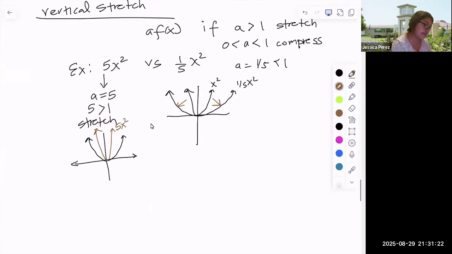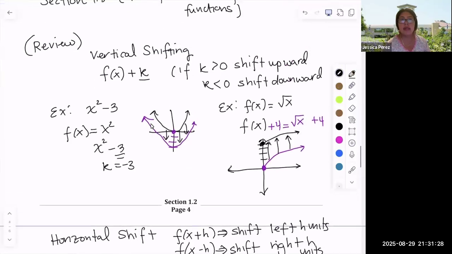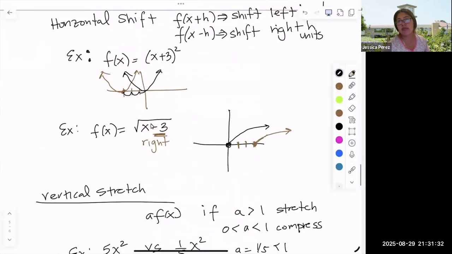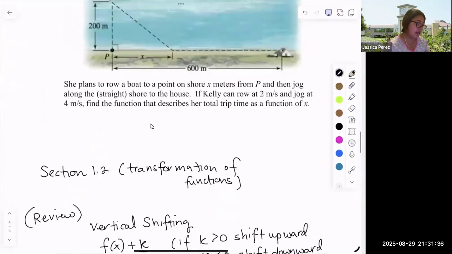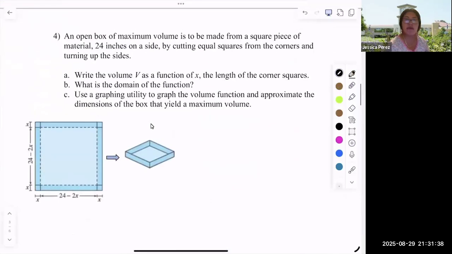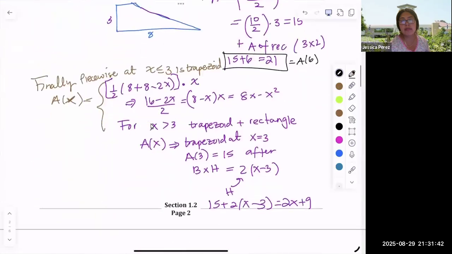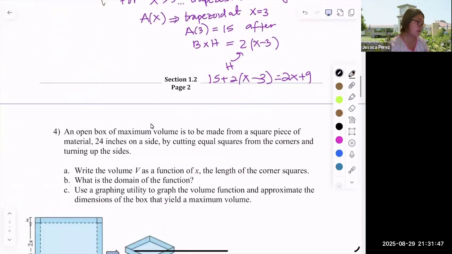We also have reflections, but for now, this is what I want to focus on: vertical shifting, horizontal shifting, and vertical stretch and compress. Alrighty, so that's what I wanted to add, making sure that you felt comfortable doing this problem and identifying that we can also solve it using a trapezoid.